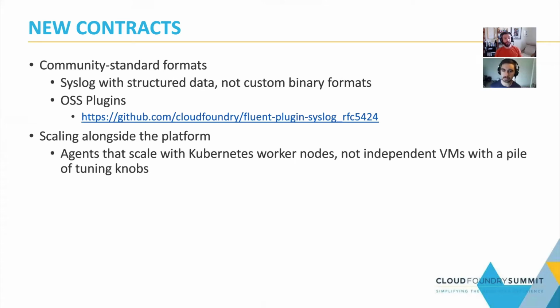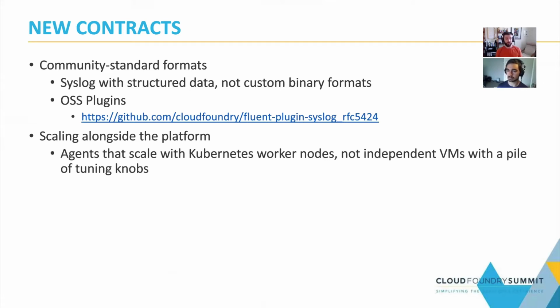And as I've already touched on, we really want to coalesce around community standard formats. We found that integrating against proprietary, if open, standards has caused pain for integrators. And so we want to make this as easy as possible and just use syslog with structured data. The structured data holds just the metadata.